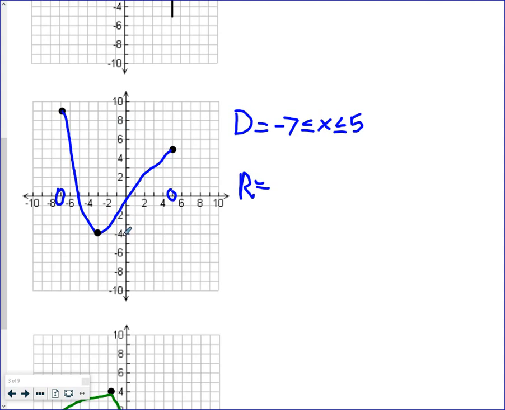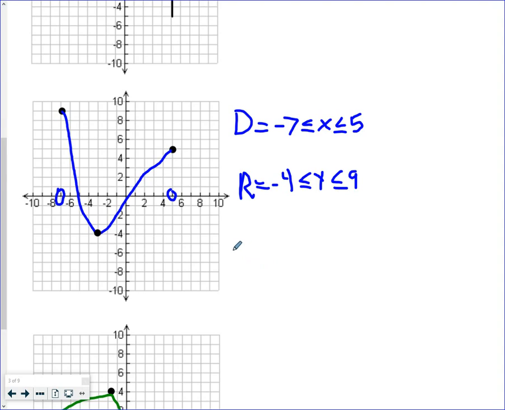My range goes all the way down to -4. So I go all the way down to -4 on y, and then I go up, up, up, up, up, up, up. It looks like I hit +9. Yeah, it looks like +9. So all the way up to 9. And that's my domain and range.